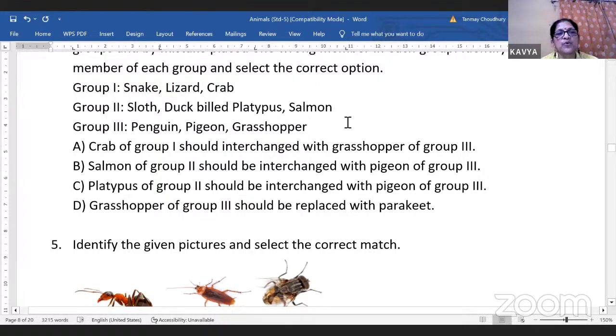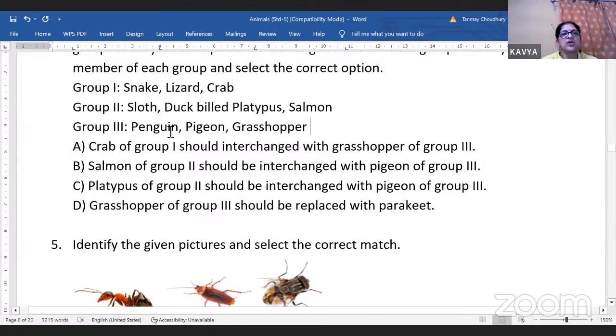Salmon of group 2 should be interchanged with pigeon of group 3. If it is interchanged with pigeon here, pigeon can fly, but duck-billed platypus cannot fly, sloth cannot fly. So this is not the answer. Then, platypus of group 2 should be interchanged with pigeon of group 3. This we did. Grasshopper of group 3 should be replaced with parakeet.